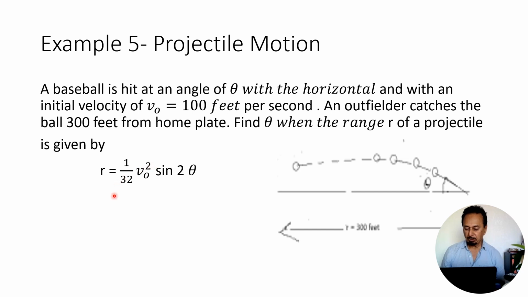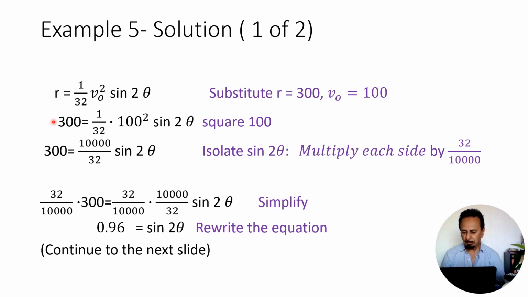So R is equal to 1 over 32 v naught squared sine 2 theta. So substitute R equals 300, v naught equals 100. So we have 300 equals 1 over 32 times 100 squared sine 2 theta. Now we square 100, it becomes 10,000. So we have 300 equals 10,000 over 32 sine 2 theta.